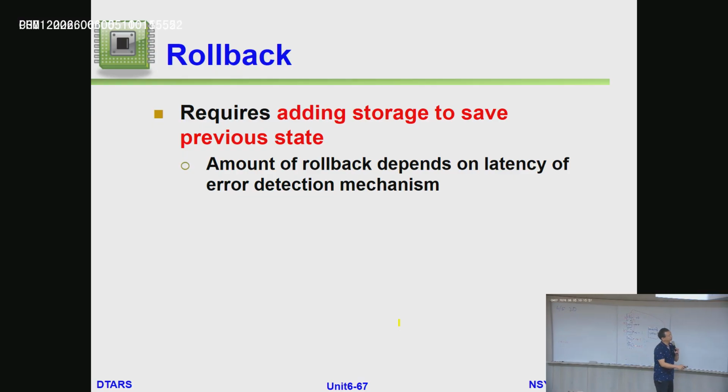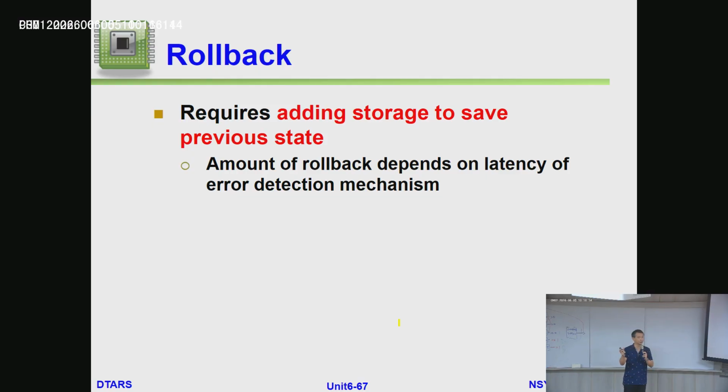Okay, and the amount of rollback, how many times you want to do this rollback, actually depends on how much latency the error detecting mechanism of your method has. So let's assume that your latency is very little. Then, in order to maintain the original system performance, there are some limitations on the amount of rollback. Every time you do the rollback, you will have some time penalties.